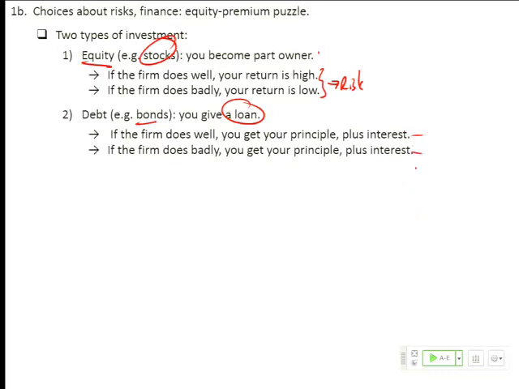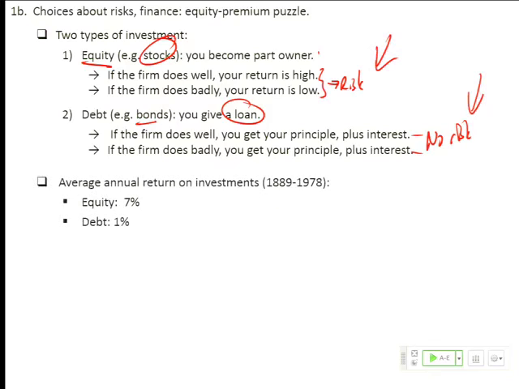If the firm does badly, you get your principal plus interest, unless the firm happens to be called Detroit, in which case you get nothing. And the bottom line is that there's no risk. Okay? So again, you're choosing between a risky gamble and a non-risky gamble. Famous paper from 1985 took data from 1889 to 1978, and the annual return on equity over that period of time on average was 7%, and on debt it was 1%, so stocks versus bonds. And the difference between the two is what is called the equity premium.